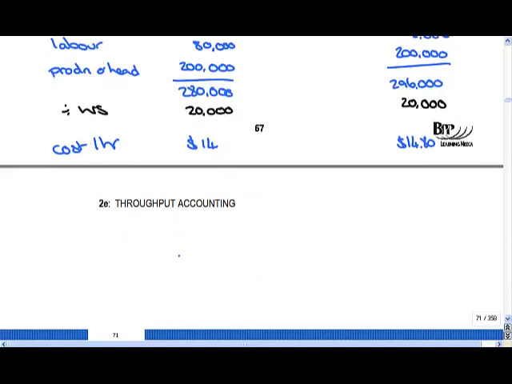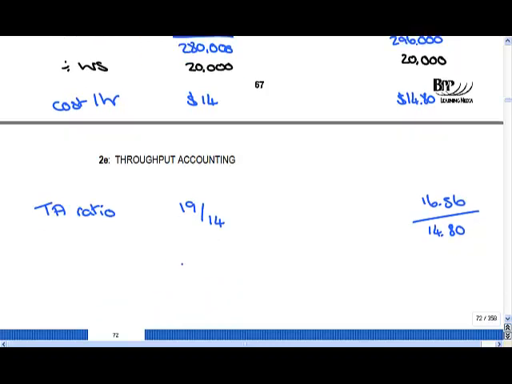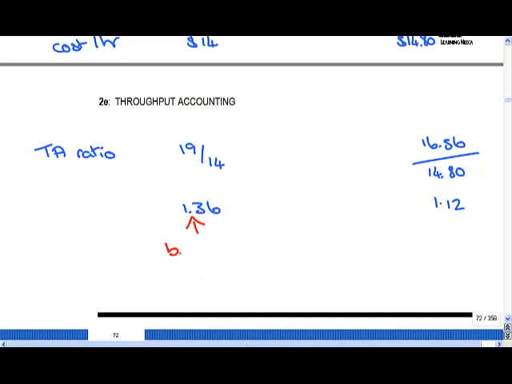Okay, so that's both of the elements that we need for our Throughput Accounting ratio. So if I bring that in, for Will we've got 19 over 14, for Grace we've got 16.56 over 14.80. So what we get here is 1.36 for Will and 1.12 for Grace. Now what we can see here is the highest is the 1.36. So in this case, Will would get the bonus.